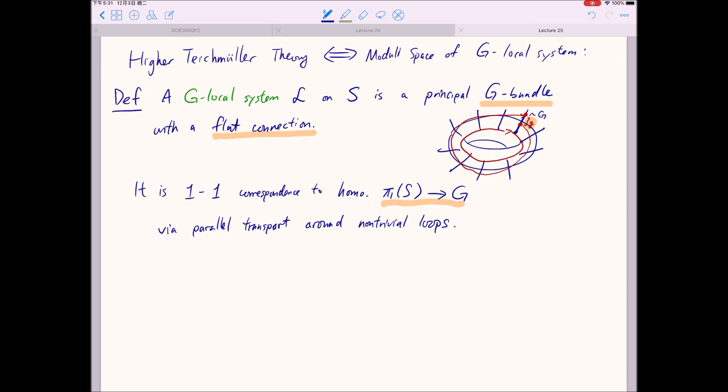So this is the collection, and of course we want to study the moduli space. And so in our setting, we just let G act on the right by multiplication.